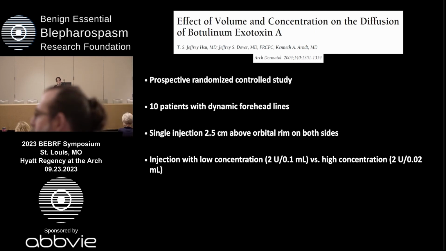These authors also did a prospective randomized study that included 10 patients, and they're specifically looking at the use of this for cosmetic purposes for forehead wrinkles. Each patient received a single injection about 2.5 centimeters above their orbital rim, so the bone right above the eye, and one side got high concentration, one side got low concentration. And this is just from their paper, an example of 2 of the patients.